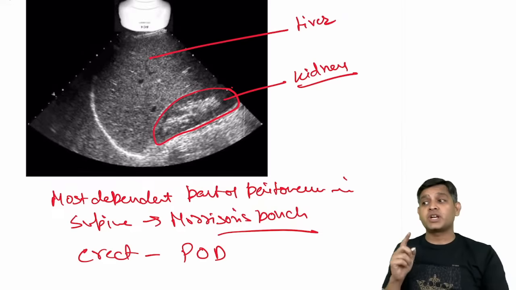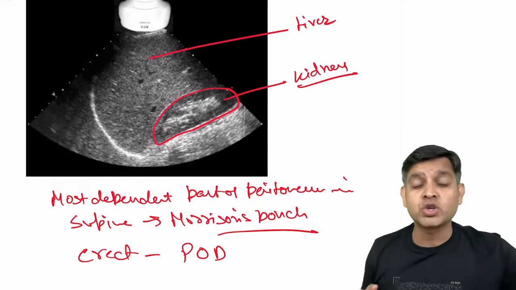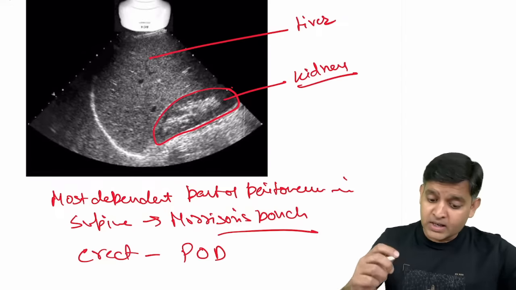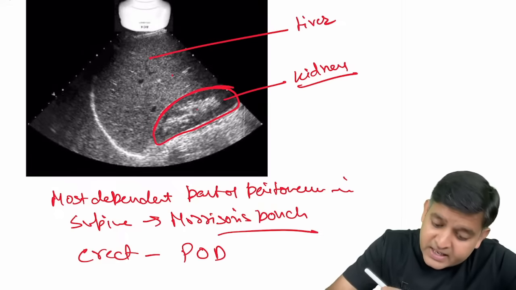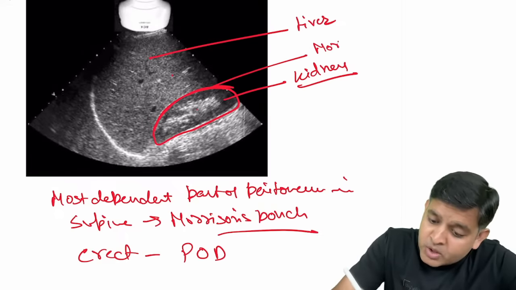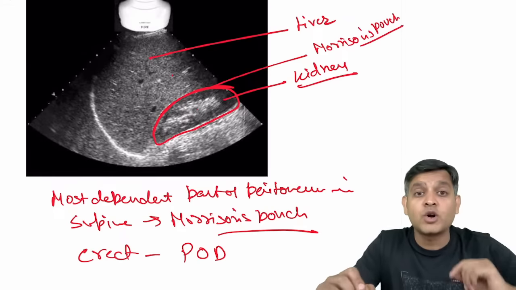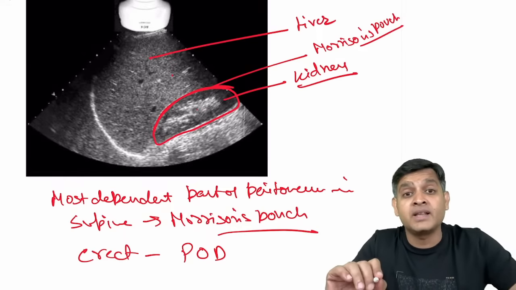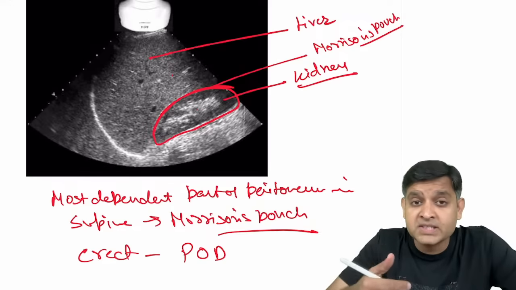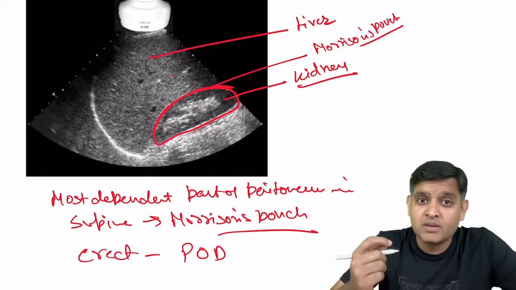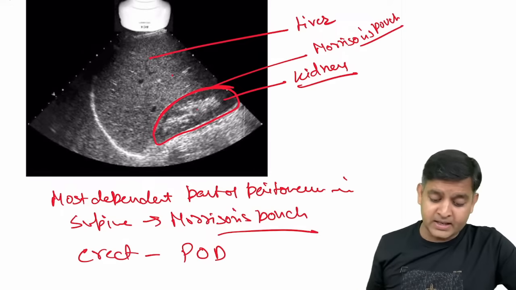In the supine position, it is Morrison's pouch. In the erect position, it is pouch of Douglas. So what is a Morrison's pouch? Ye liver aur kidney ke beech ki jo space hai, the space between liver and kidney, this is called Morrison's pouch. When you look at the FAST and you want to look at the collection of blood in the abdomen, this is the place where you want to check, Morrison's pouch. The first site in the abdomen that you are checking is this only, between the liver and the kidney.